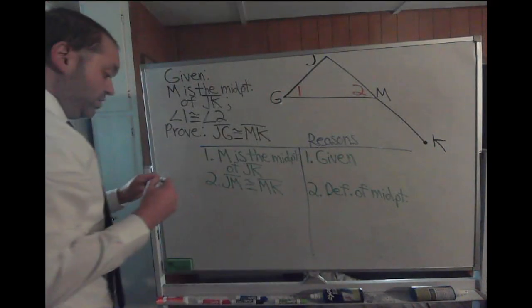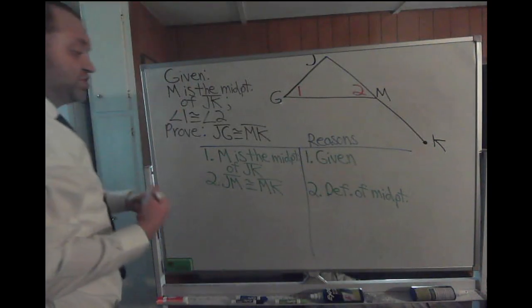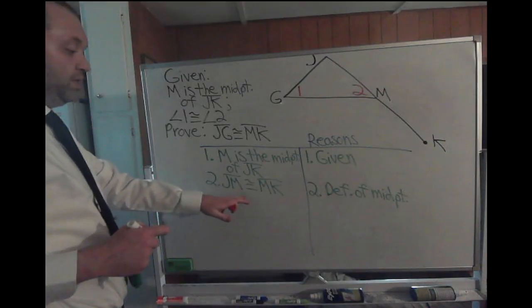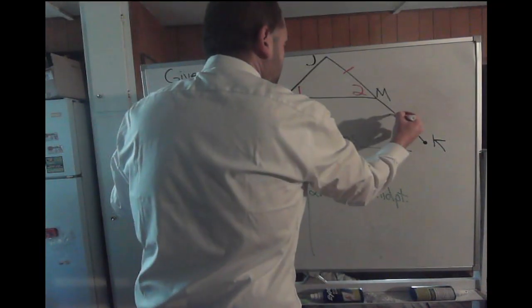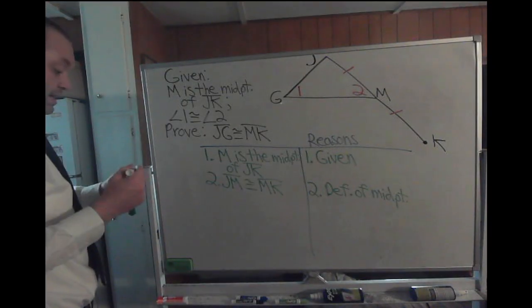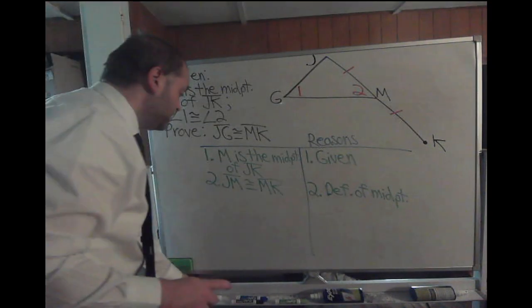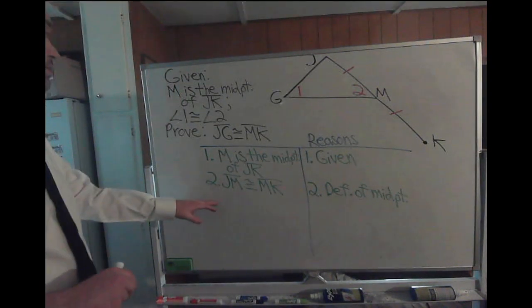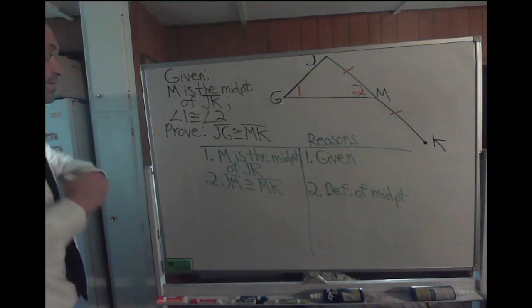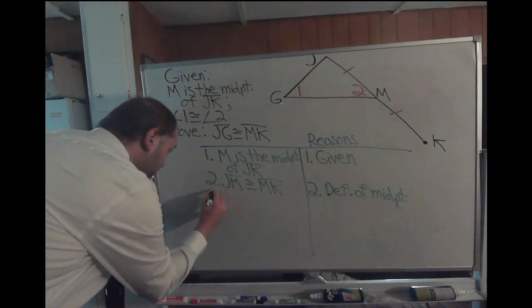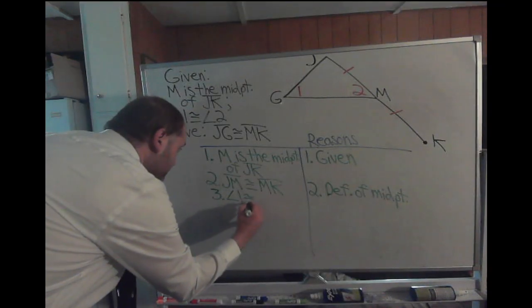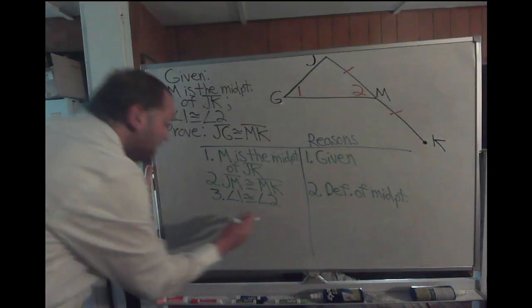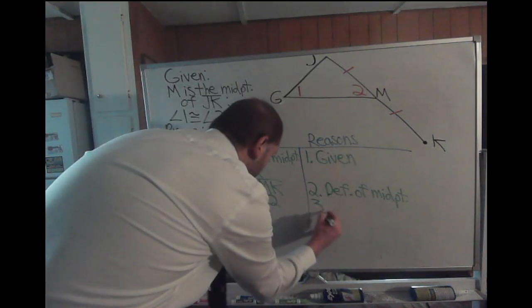And now what I'm going to do to aid us on the diagram, since we've determined by definition of midpoint that JM is congruent to MK, I'm going to reflect that with congruency markers. There we go. So that just helped us out. Now from here, let's add in the fact that they gave us angle 1 is congruent to angle 2. So angle 1 is congruent to angle 2. That's going to be also given.